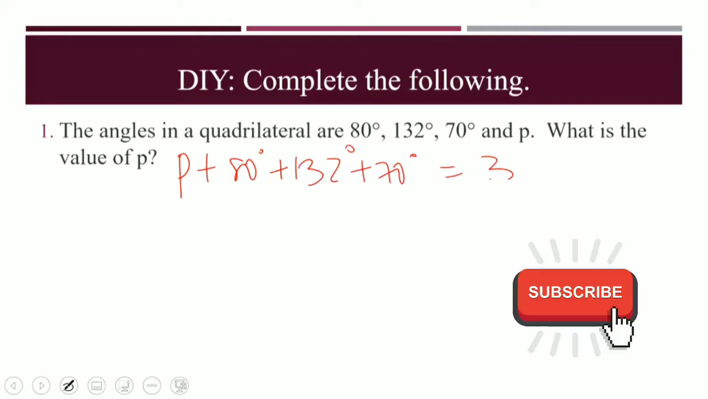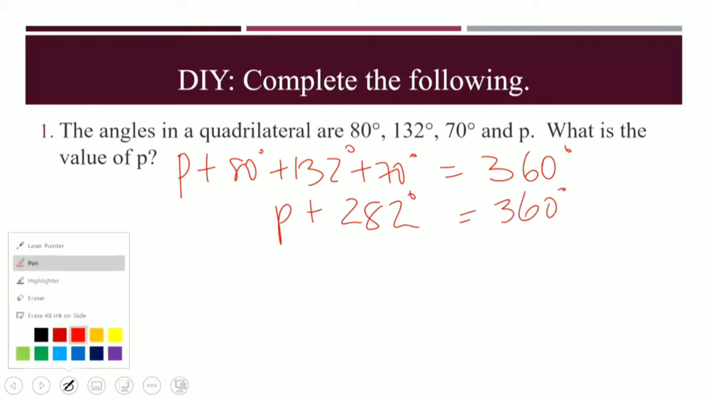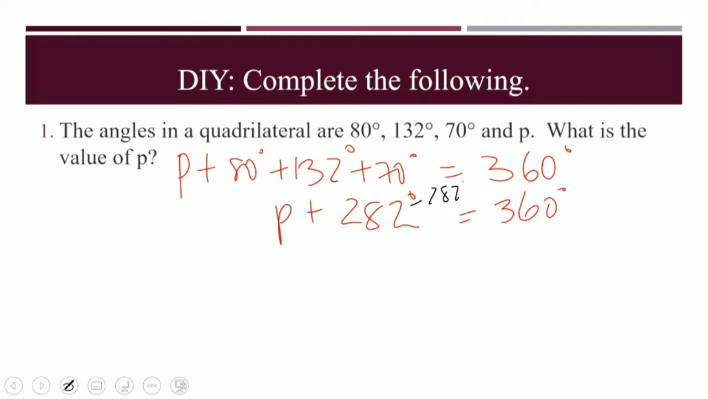All right, the sum of all of these would give us 360 degrees because the angles in a quadrilateral add up to 360 degrees. So we have P plus, when we add 80, 132, and 70, we get 282, and that's degrees, equals 360 degrees. Subtracting 282 from both sides, we now get P equals 78 degrees. And it's that easy. All right, we'll move to the second question. In case you're making any corrections, you can always pause.